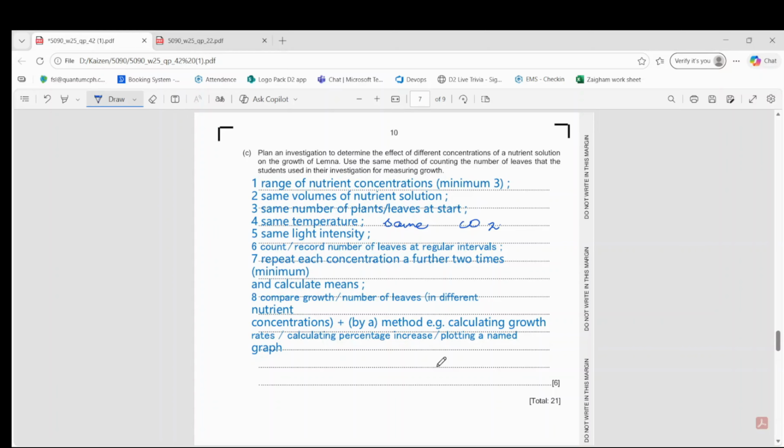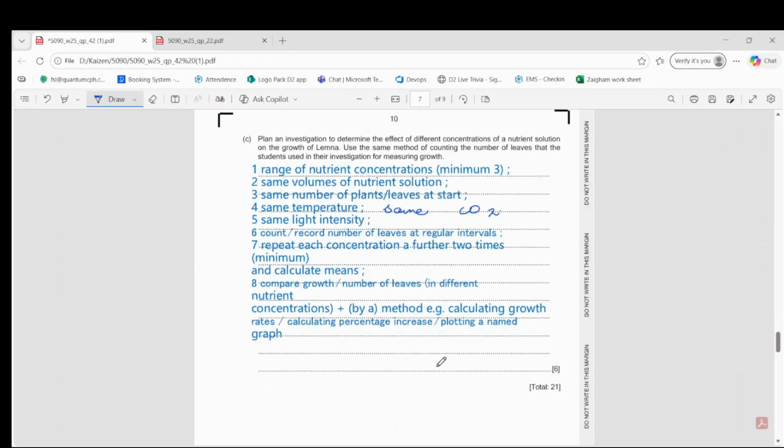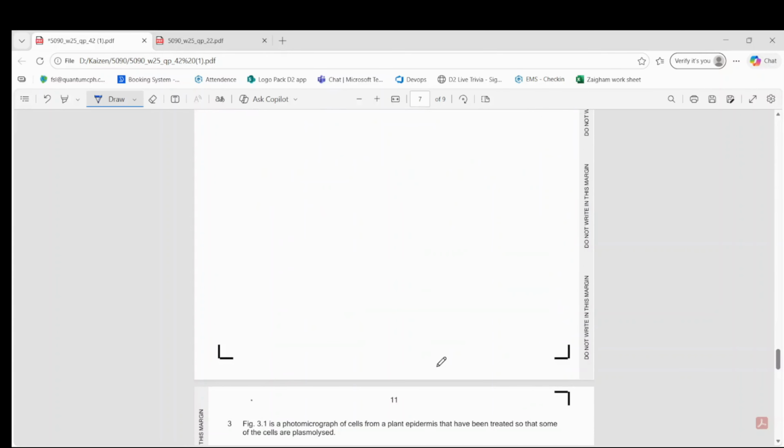Yes, yes. Or otherwise, you can write would be kept constant. Okay, same number of leaves at the start of the reaction, same volume of nutrients, same temperature, same light intensity, same carbon dioxide concentration. Or otherwise, you can write carbon dioxide concentration, temperature, number of leaves at the start, or the volume of nutrient solution should be kept constant.